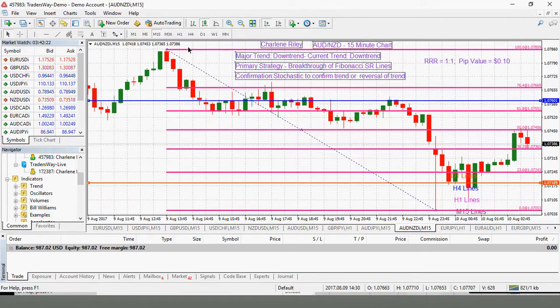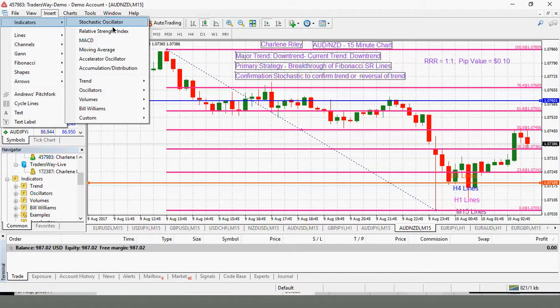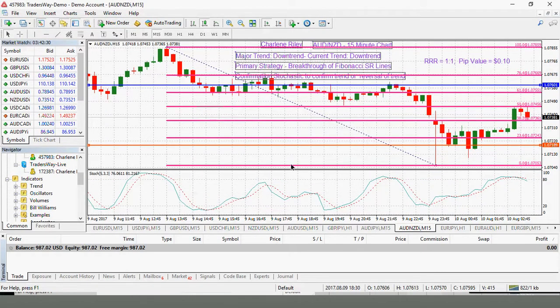So now the next thing is to insert my stochastic oscillator, which I will use as confirmation. And so what we have here is a reversal. Looks like it's reversing to a downtrend.